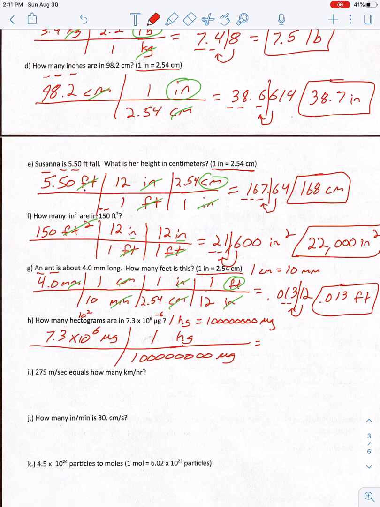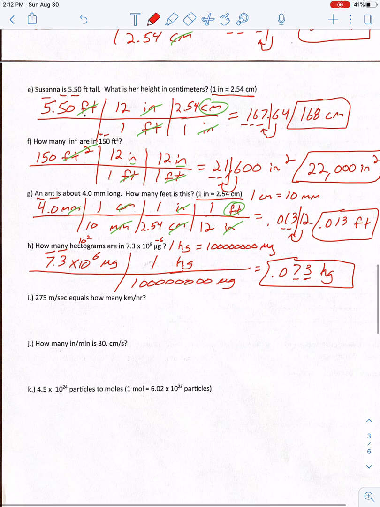So 7.3 times 10 to the 6th in your calculator, divide that by 1 with 8 zeros. So again, this is why we do scientific notation, because you have to make sure you're counting all the right zeros. So that gives me 0.073 hectograms. I had 2 significant figures to start with. I have 2 to end with, so I am done.